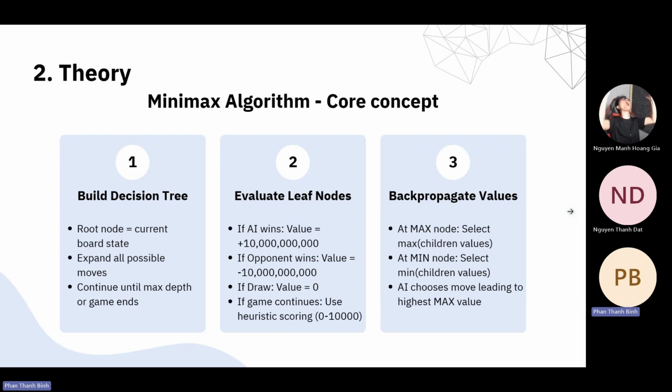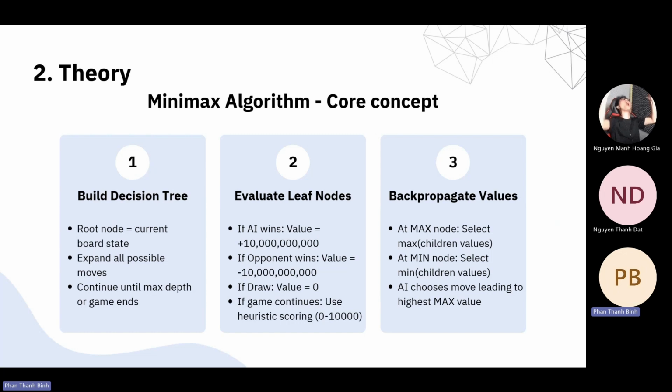This brings us to our core algorithm, Minimax. The concept is to build a decision tree. The root is the current board. The AI is the max player. It wants to maximize the score, and the opponent is the min player. We assume they play perfectly to minimize our score.